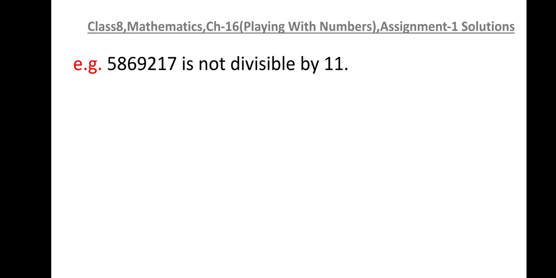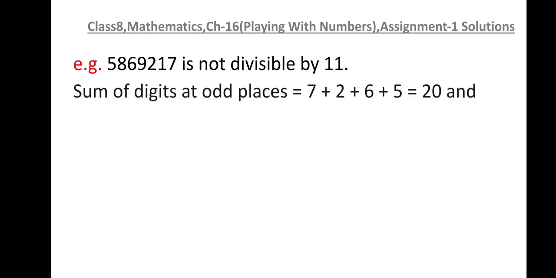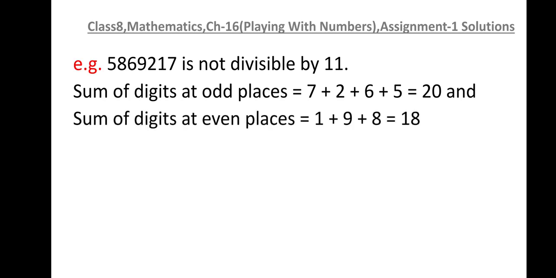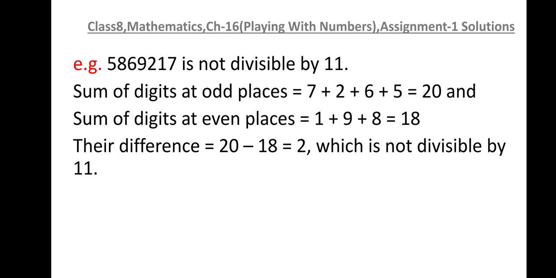This is the number and this is not divisible by 11. How can we say that? As I told you earlier, to check the divisibility by 11, it is better to number the digits starting from ones place. So the sum of the digits at odd places is 7 plus 2 plus 6 plus 5, that is equal to 20. And the sum of the digits at even places is 1 plus 9 plus 8, equal to 18. Their difference is 20 minus 18, which is equal to 2, and which is not divisible by 11.